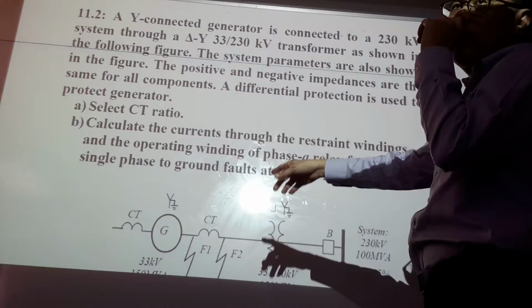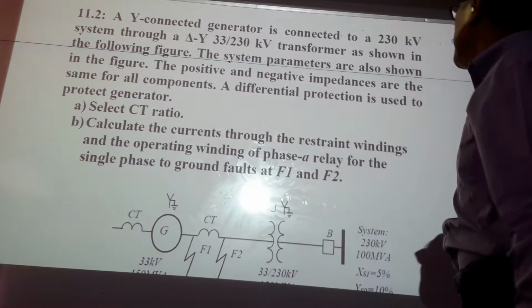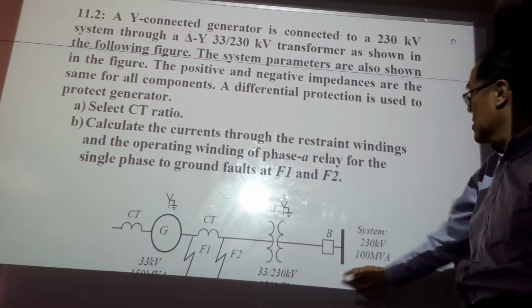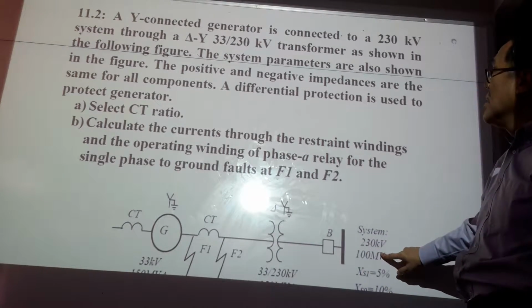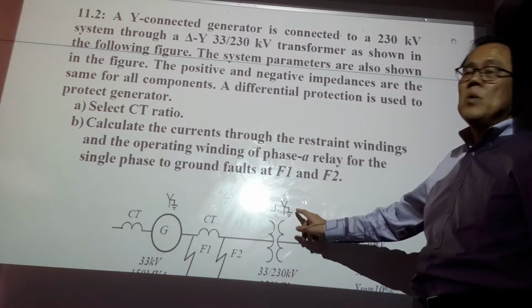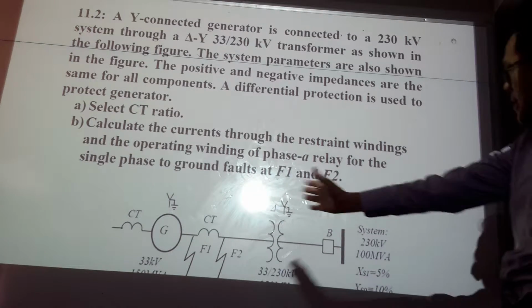And we want to protect the generator. This is you protecting the generator. It's connected to a 230 kV system. This is a 230. Through a delta Y transformer. So this delta Y. So delta on the left.